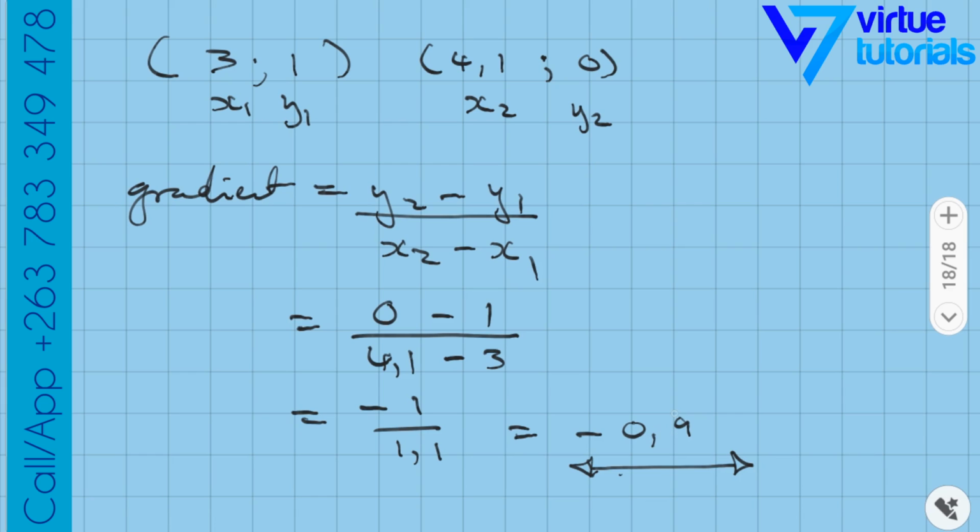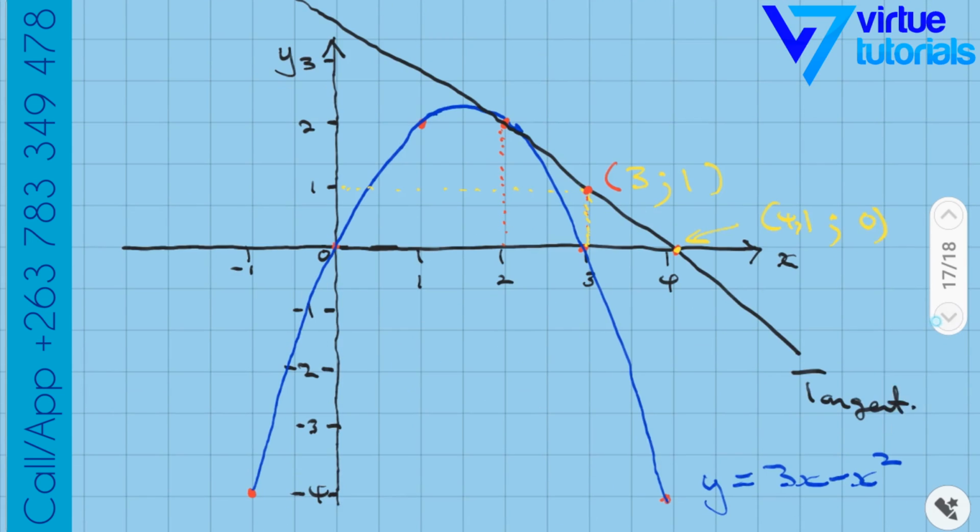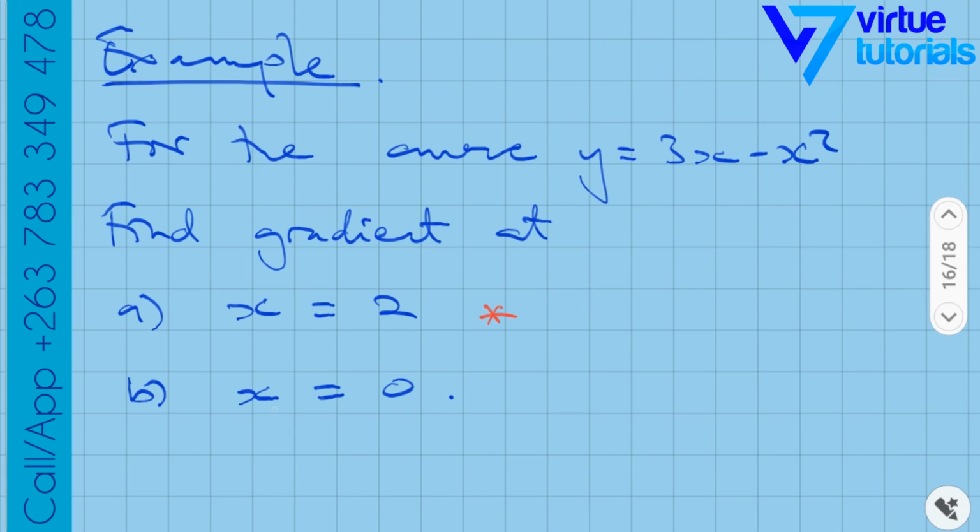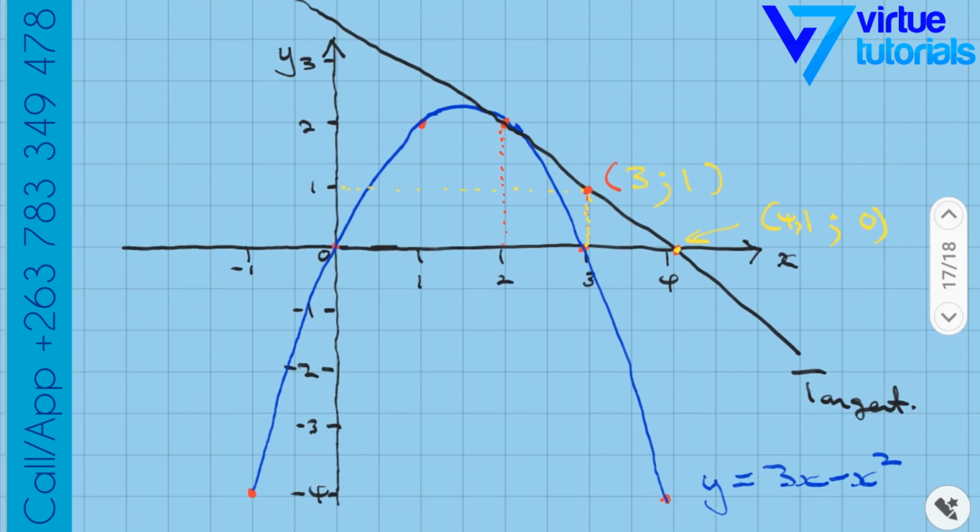So that's the full process of finding your gradient. Now let's answer the second question. The second question wants us to find the gradient at x is equal to 0. So I'm just going to erase part of this just to make it simpler for us to visualize. Okay, so I am erasing the first part.